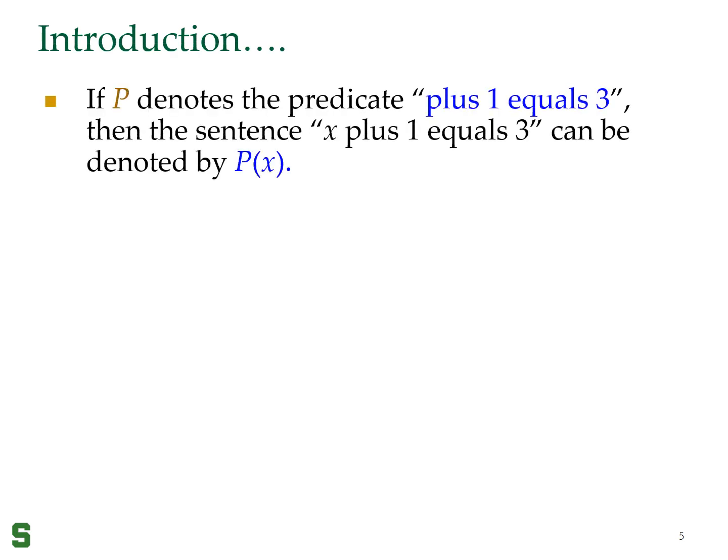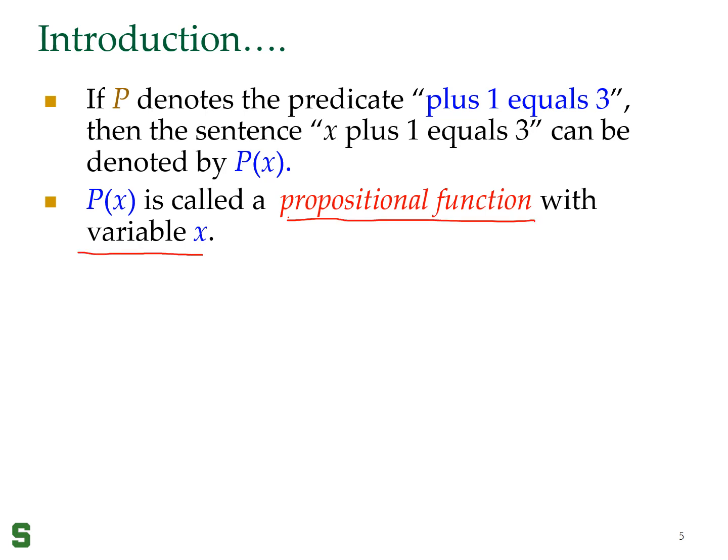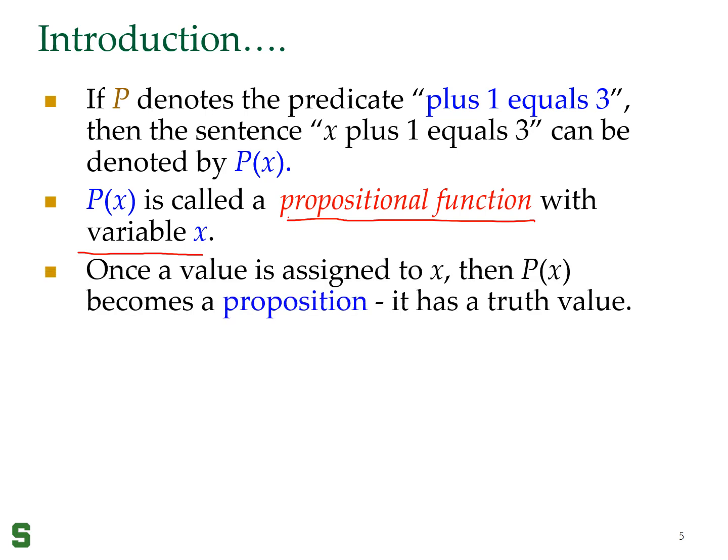So let's suppose that P denotes the predicate that says plus 1 equals 3. So we'll call this P of x. This is what we're going to call a propositional function. It has one parameter, and that parameter is x. The way we can obtain a proposition from here is by assigning a value to x.